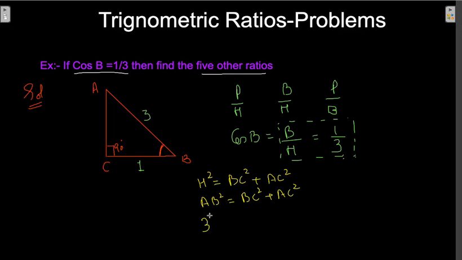So it becomes 3 square. What else are we given in the triangle? The BC, the base. What is the value? 1. Becomes 1 square plus AC square, the perpendicular which we have to find. Now let's solve this.